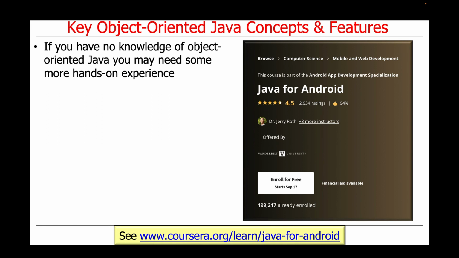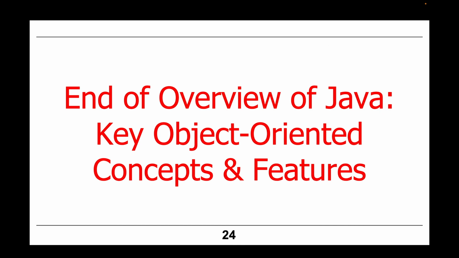And this is something that was done by myself and some of my colleagues at Vanderbilt University, and could also be a good basis to learn the background that you'll need to be successful when we cover modern Java and its more advanced functional programming features. So that's the end of our overview of key object-oriented concepts and features in Java.